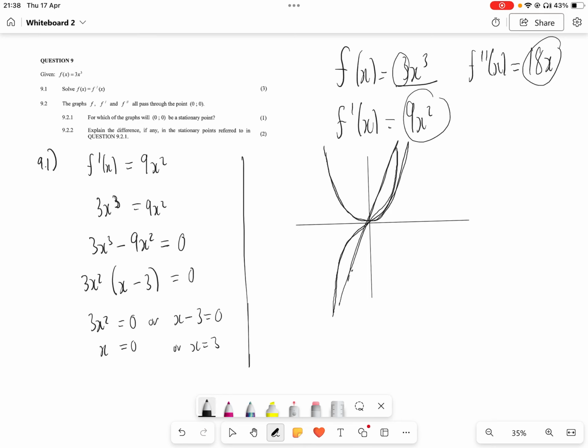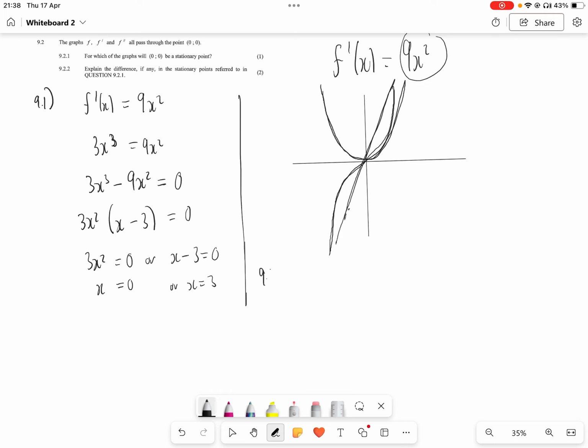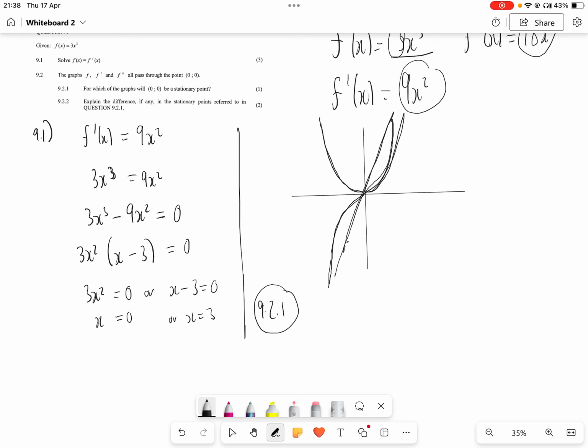So what you're going to do is 9.2.1. It says, for which of the graphs will, so let me just label them. This is f double prime, and this is f. This is f, and this is f prime, right? So 9.2.1, for which of the graphs will 0, 0 be a stationary point? So 0, 0 is here.